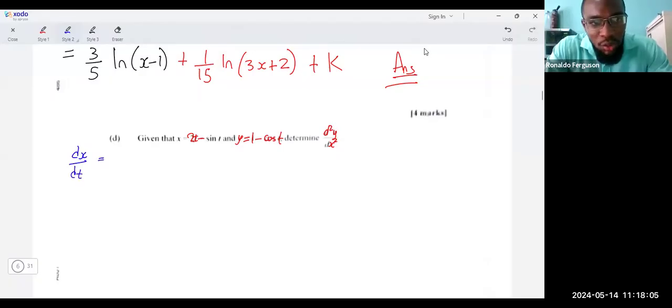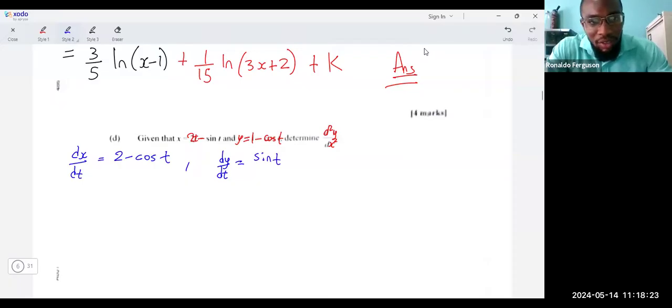When you differentiate 2t, you get 2. When you differentiate sine, you get cos t. And then when you differentiate cos, you get negative sine. But there's a negative here, so negative sign is positive sign.